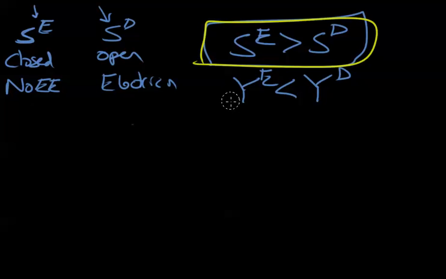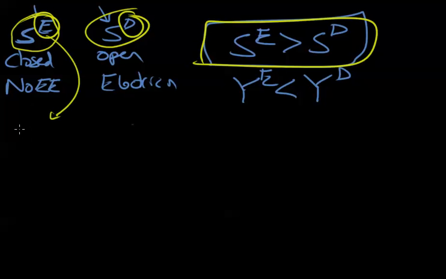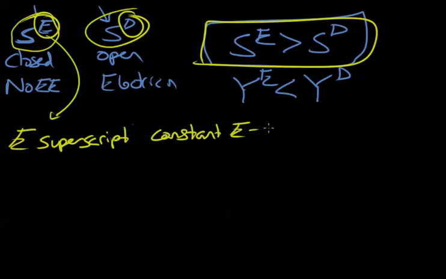So the next thing I'll speak about is why are these subscripts this? Okay, this is open circuit. This is closed circuit. We understand that. But why do you have a D there and why do you have an E there? So what the E superscript represents means constant electric field.